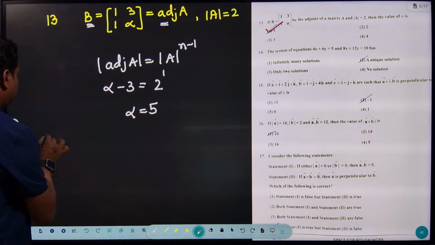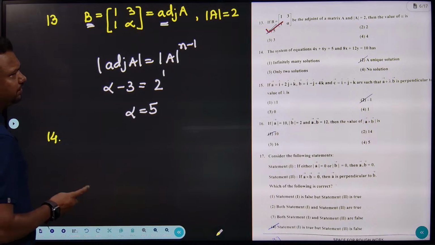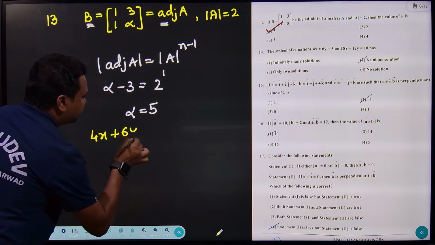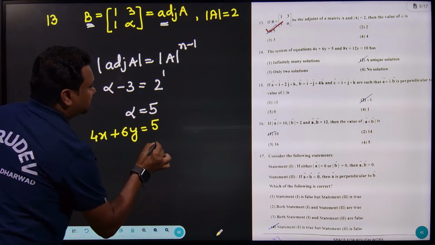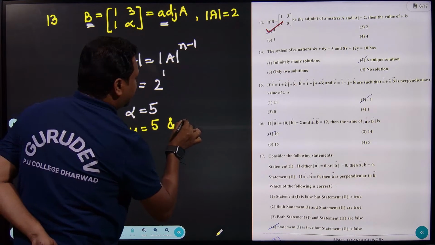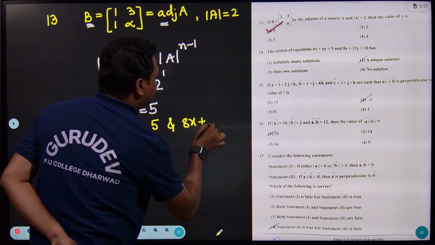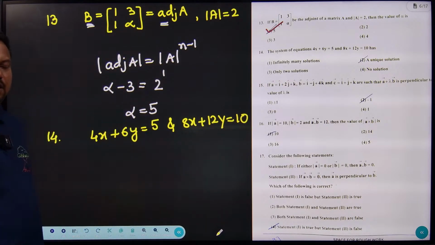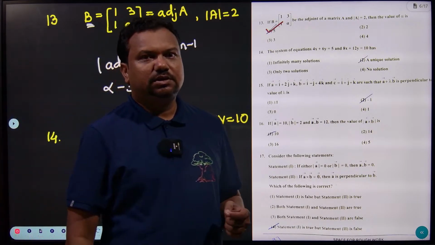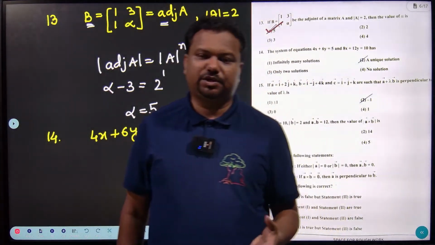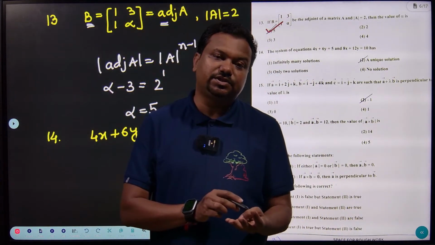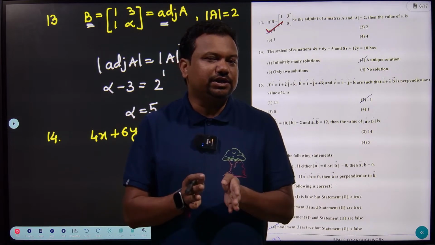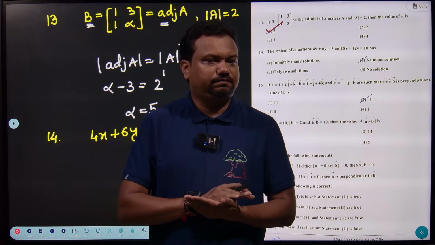14th one. So we have two equations. 4x plus 6y is equal to 5. The second one is 8x plus 12y is equal to 10. Right? Now, how to understand the behavior of the solutions, because we have studied consistency, solutions, inconsistency, no solutions. I think this question is exactly related to 10th standard.